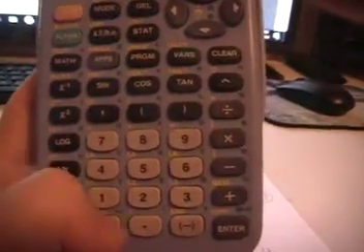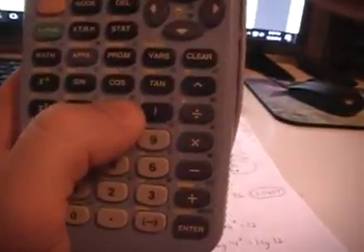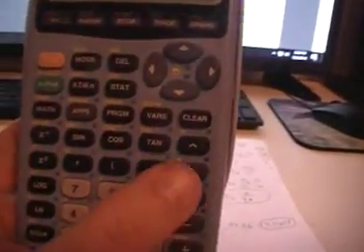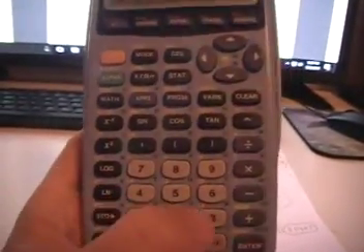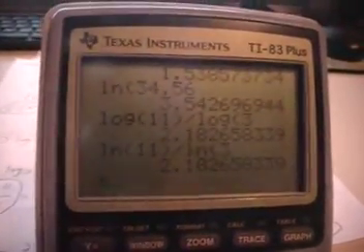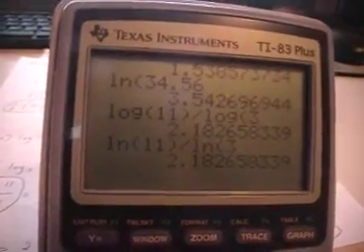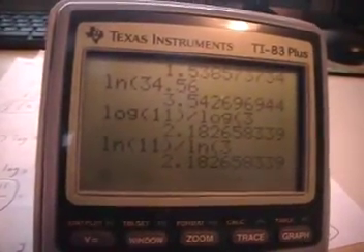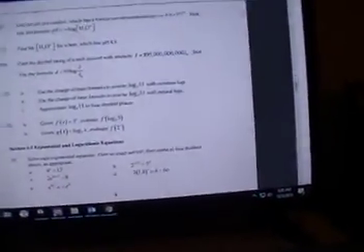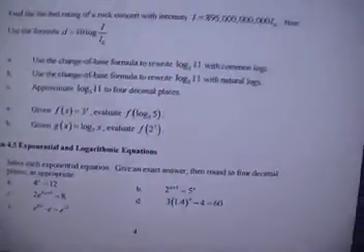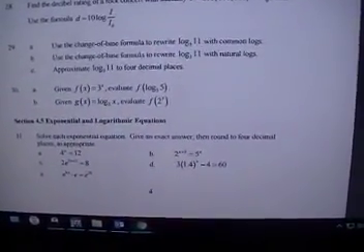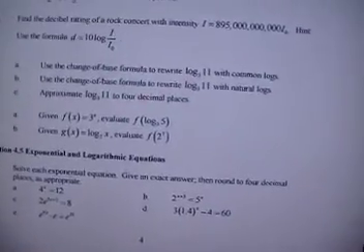2.18265. If I do it with natural log, ln 11, close parenthesis, divided by ln 3, exactly the same answer. They're both 2.18. And that's what we want to do, change either to common log or natural log because we have calculator buttons for those. So that's the point of those two problems. 29A was that, and I just did both of them, even though it only wanted 29A.